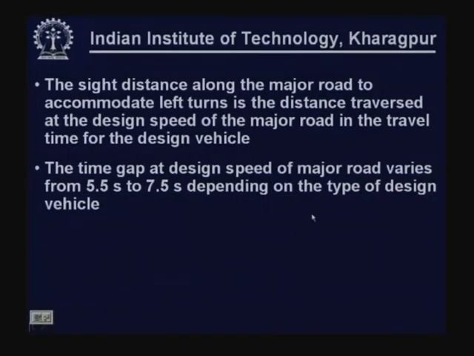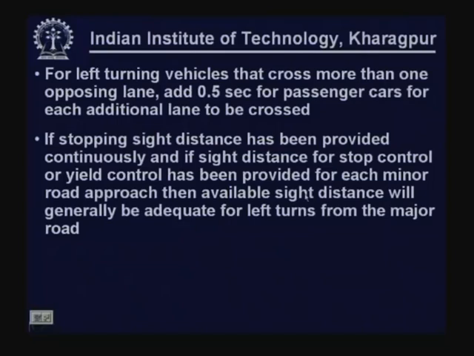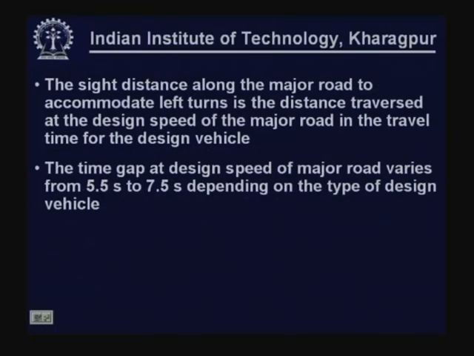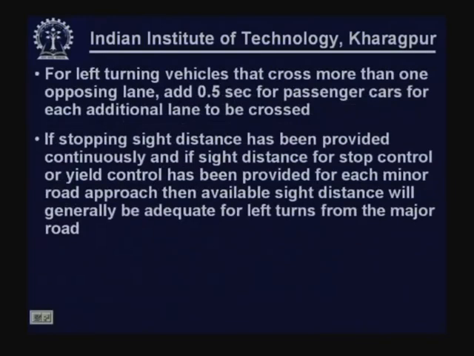With this we have, okay, let us see, there are a few more aspects. Now, for left turning vehicles, the values we have discussed, which we mentioned in the last slide, 5.5 seconds to 7.5 seconds, they are actually for a 2-lane road.